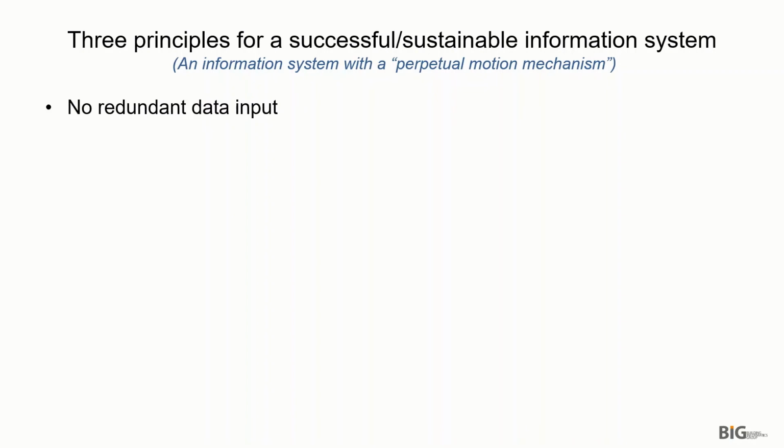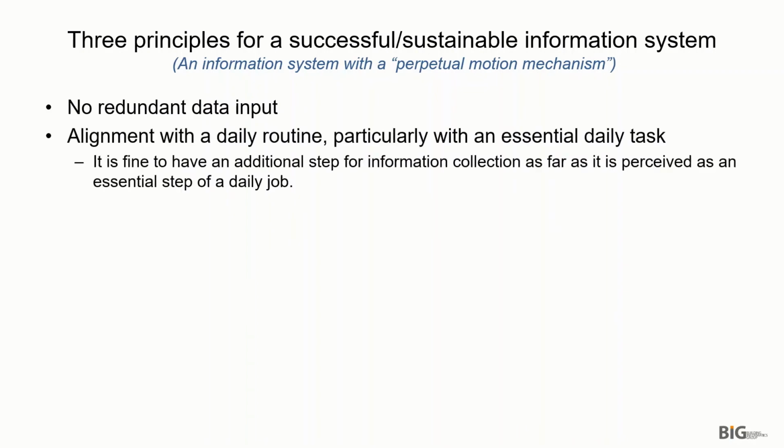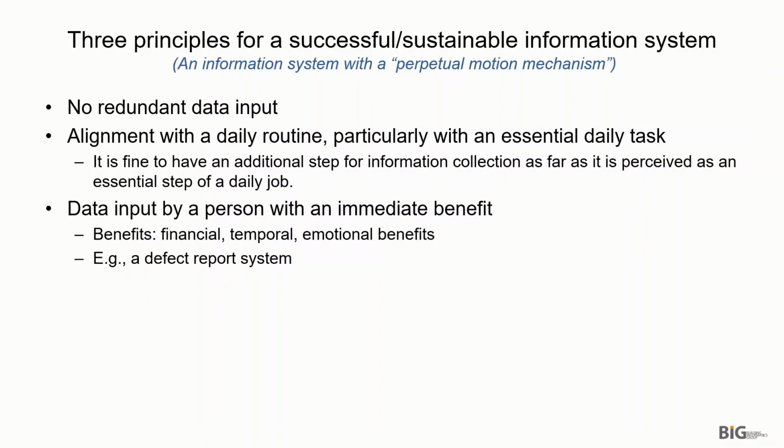First, there should not be any redundant data input, and it should align with daily routine. It should be a part of your job. You need to input it to, for example, get paid or to get approved for the day. And you need to think hard about who should be the person to input the data. The person should have immediate benefit. Otherwise, they won't input the data. This is my approach to develop any system, but I think this also applies to the mechanism to update detailed twin data.